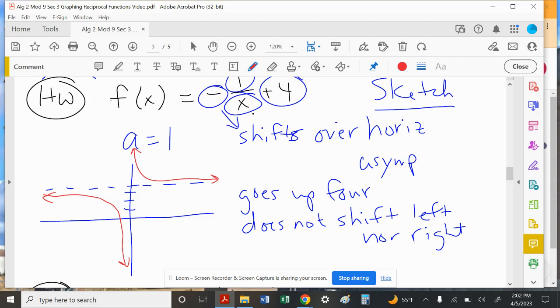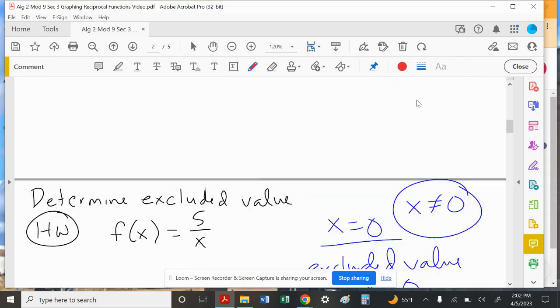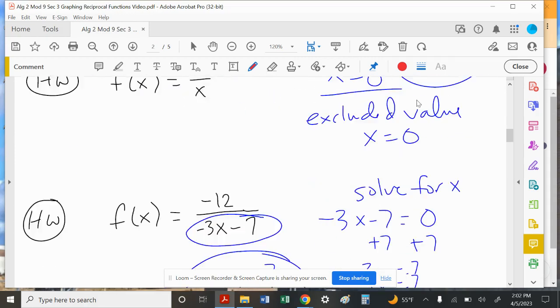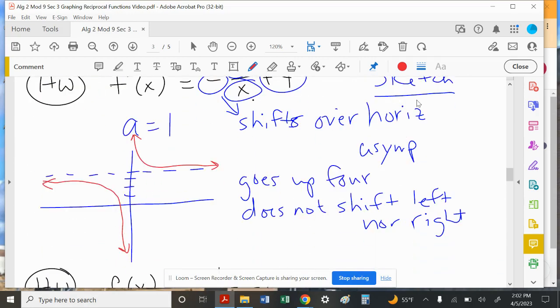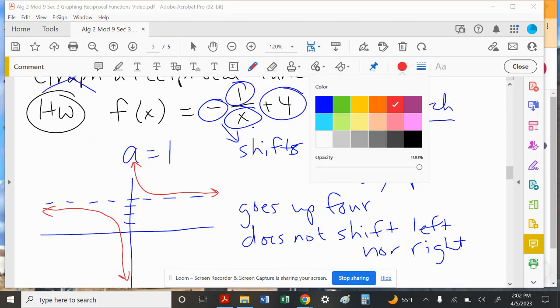So if we're looking at the parent function, I think that's what the parent function looks like. Did I get that backwards? I might have. No, I didn't. So that's what the parent function is going to look like without it shifting over the horizontal. But because it shifts over the horizontal, we're going to draw it in blue.